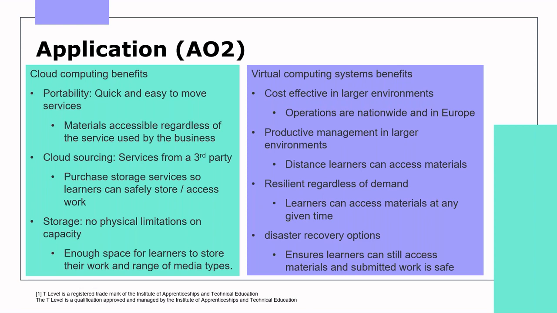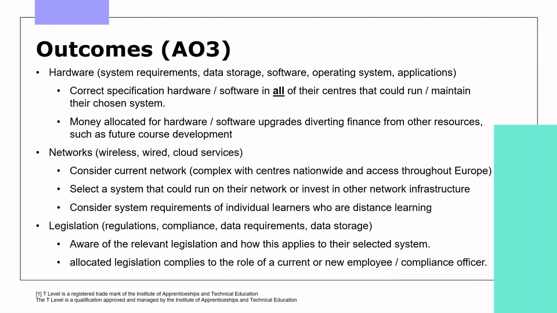And then our final column. So this is for students to demonstrate Assessment Objective 3, where they give their final analysis and considerations for the organization. In this case, some examples include the hardware, the software, and legislation considerations that the organization will need to account for.